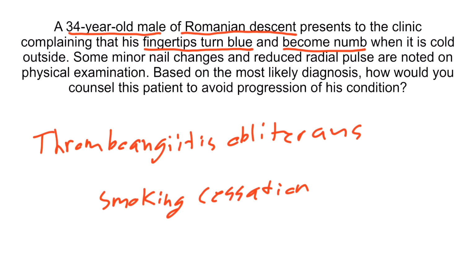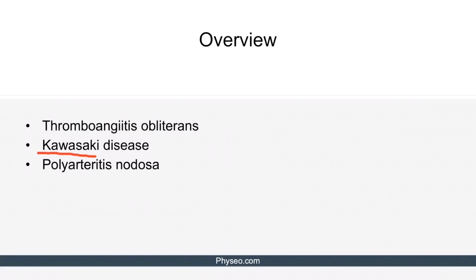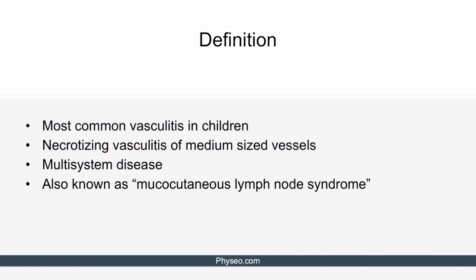So, the key is to counsel patients about smoking cessation. Now let's move on to Kawasaki disease. Kawasaki disease is the most common vasculitis in children. This condition causes necrotizing vasculitis of medium-sized vessels, and it's actually a multi-system disease.